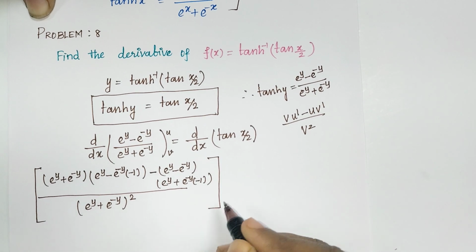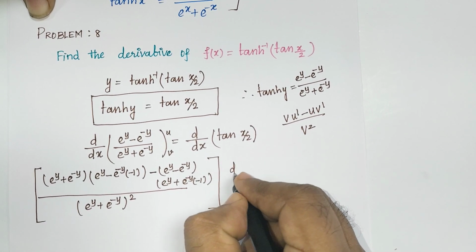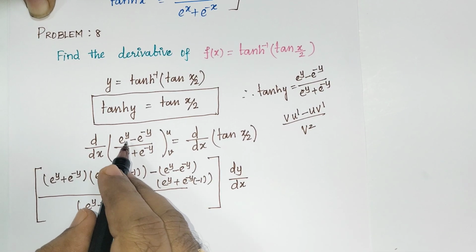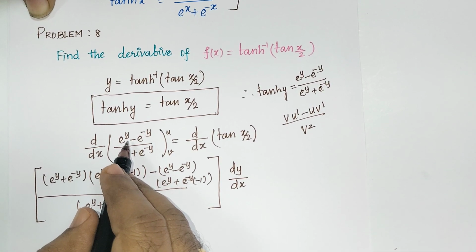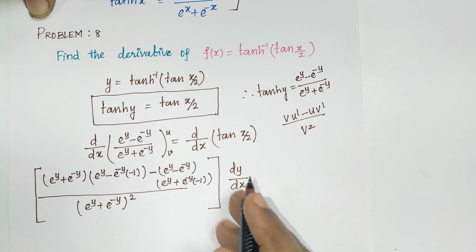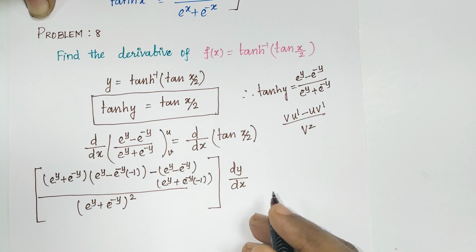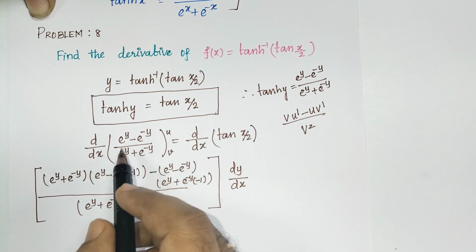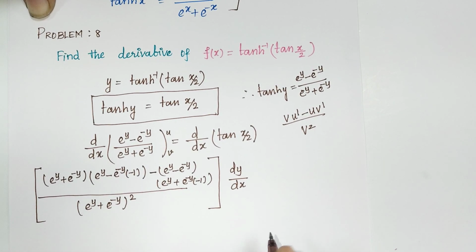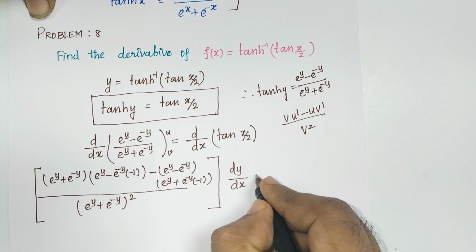And here we should apply one more term, dy by dx, because here you will have the term in y. Whenever you are differentiating y term, you should always write dy by dx. So here I have written dy by dx commonly outside, because if you write it with all the terms, it becomes complicated. So we take dy by dx outside commonly.